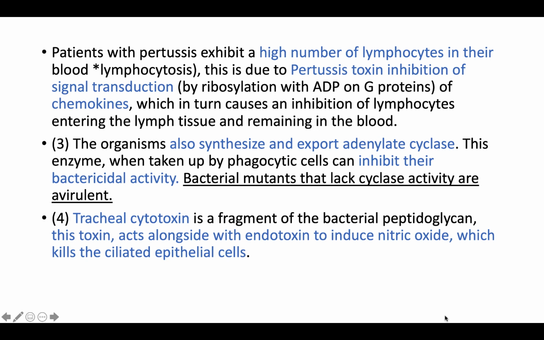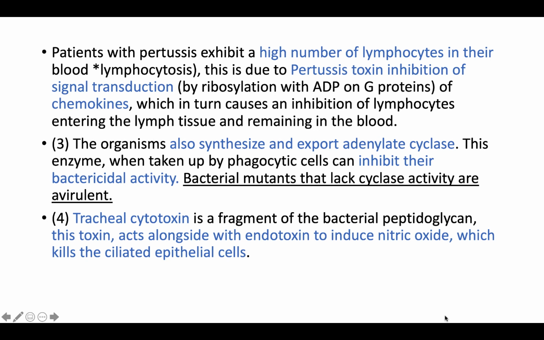The organism also synthesizes and exports adenylate cyclase. When this enzyme is taken up by the phagocytes, it prevents them from doing their activity, which is to kill cells, so they can't kill any more bacterial cells. Mutants of Bordetella that don't have this activity are avirulent. Imagine, they can't cause any disease. So this is actually important for their disease pathogenesis.